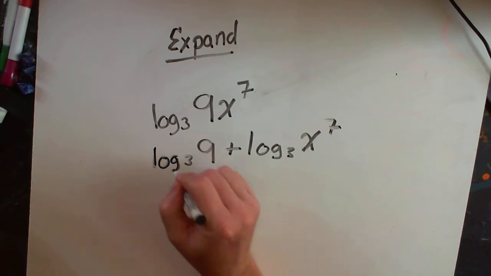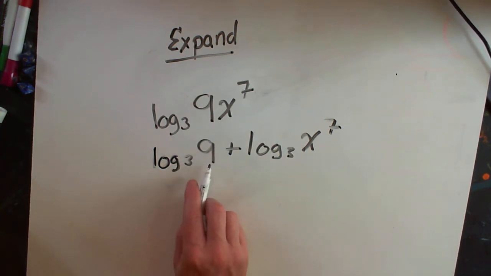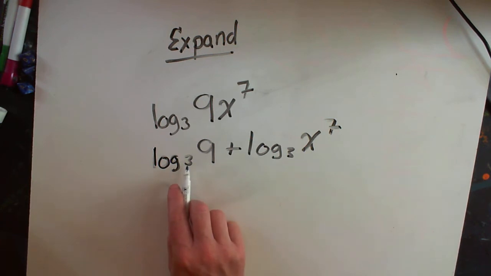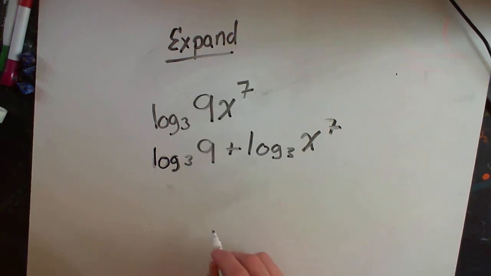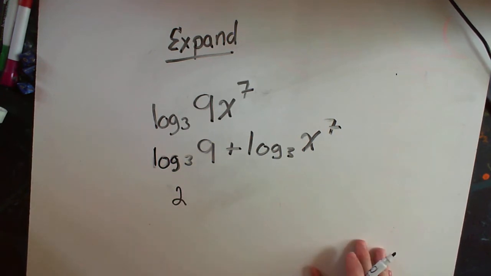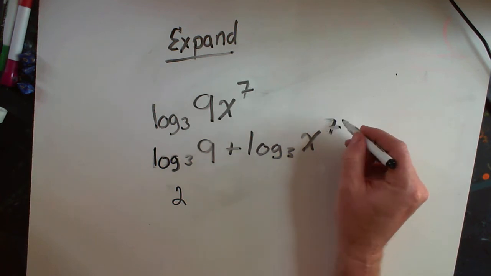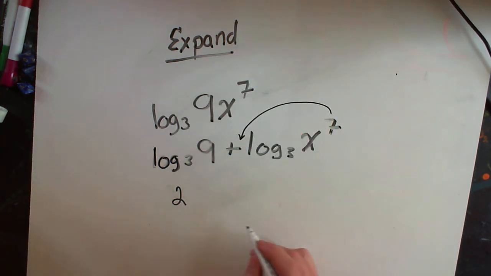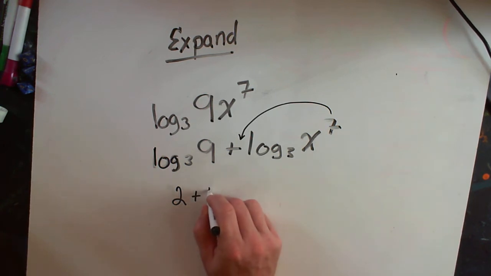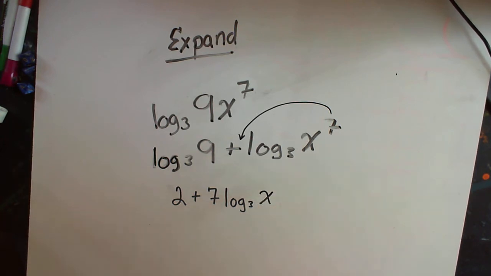A lot of times when we break things down like this, it allows us to simplify. Log base 3 of 9. 3 to what power gives us 9? 3 to the second power gives us 9. So this could be rewritten as 2. Over here, since we are expanding, we want to take the exponent and swing it down into the front. So this will be plus 7 log base 3 of x. That is how expansion works.